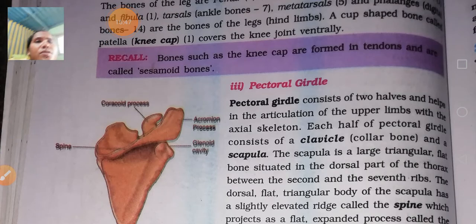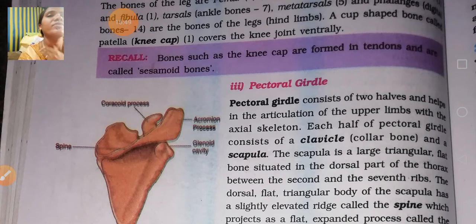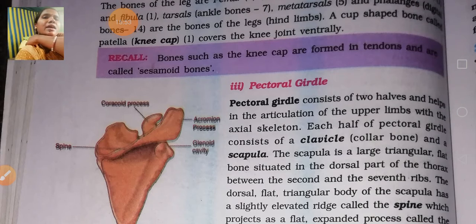Okay, I will show you this. This is the collarbone. This is the scapula, the backbone on the back side. If you feel it like this, this is the scapula, this is the collarbone, this is the acromion process.